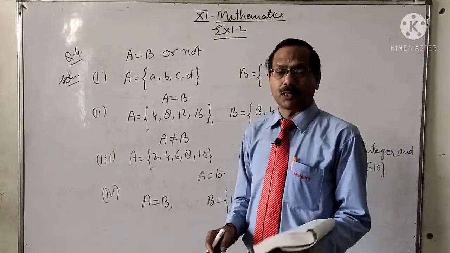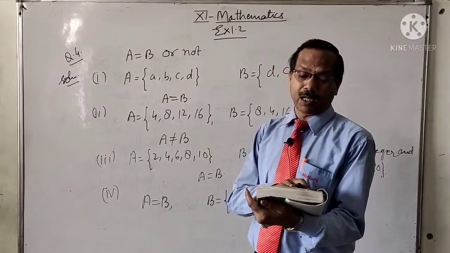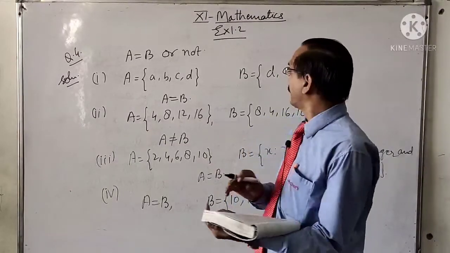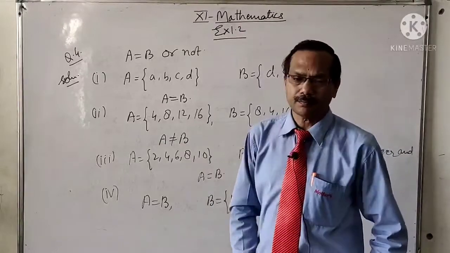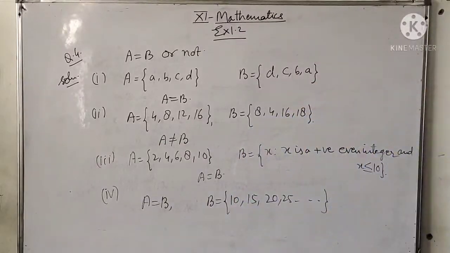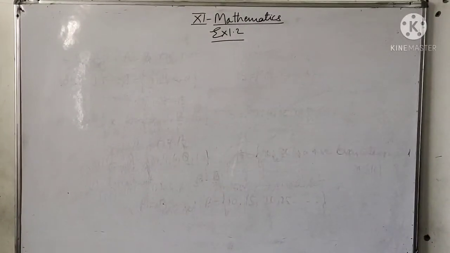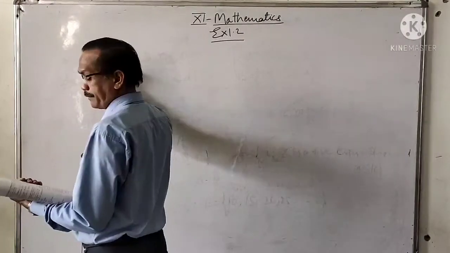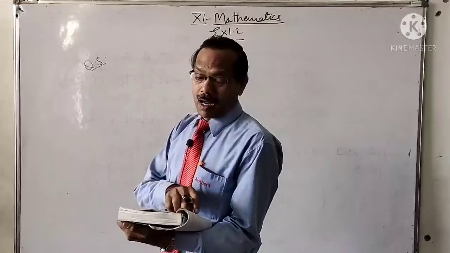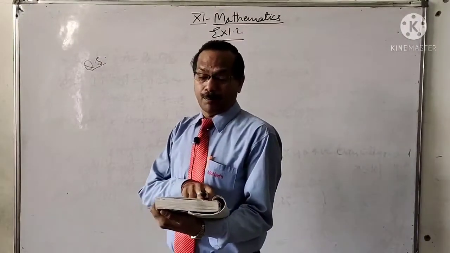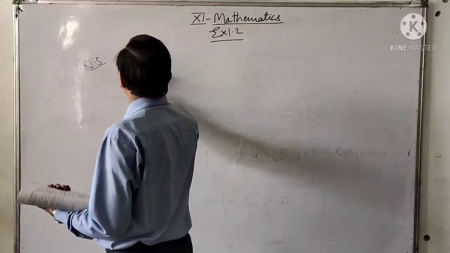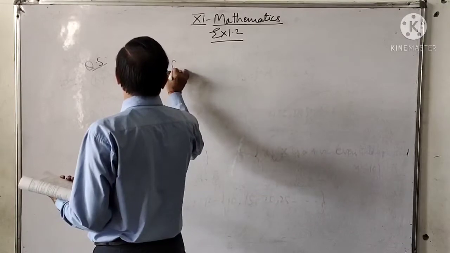Then question number 5, are the following sets pairs of equal sets? Give the reason. So in the first part, there are the elements 2, 3.